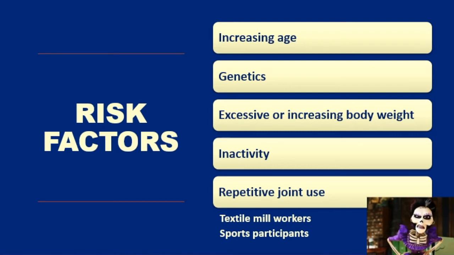Okay, so circulation will be inadequate going towards the joint, and then there will be problems with fluid in that joint. However, continuous stress and repetitive use of your joint would also lead to another story, which would still be your osteoarthritis. So that would be among your textile mill workers and then your sports participants.